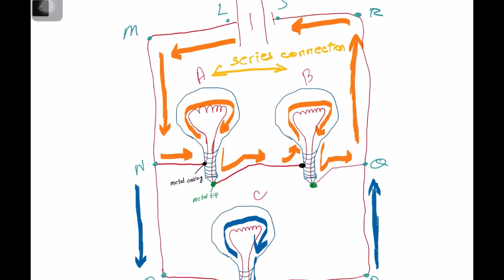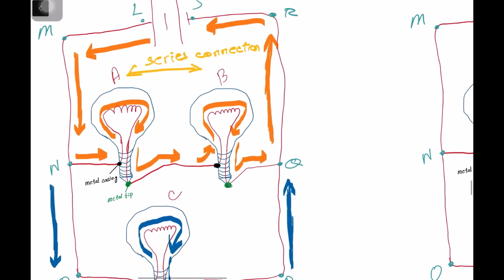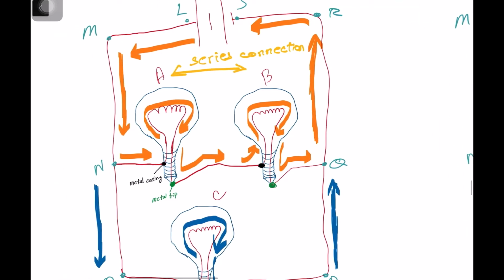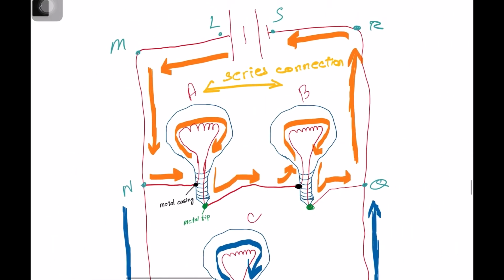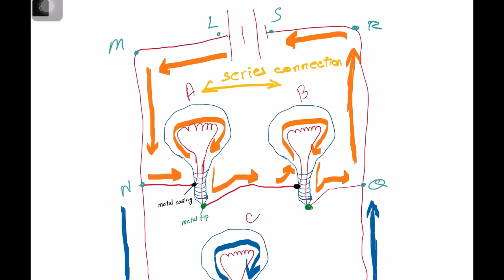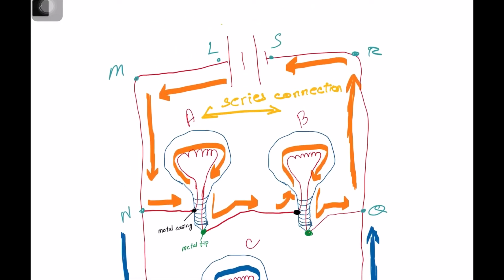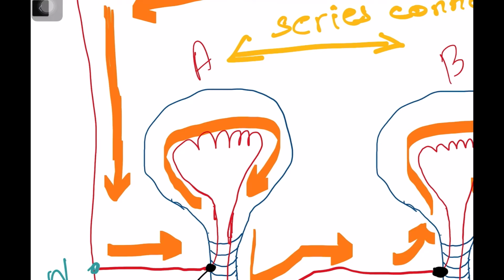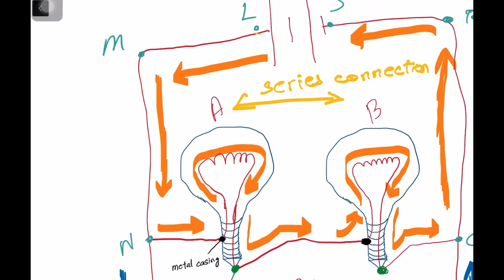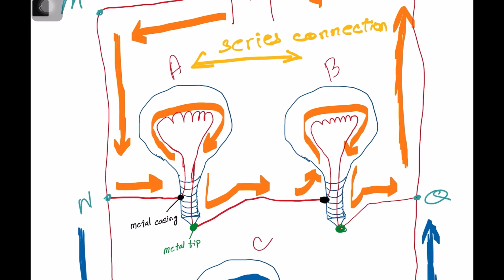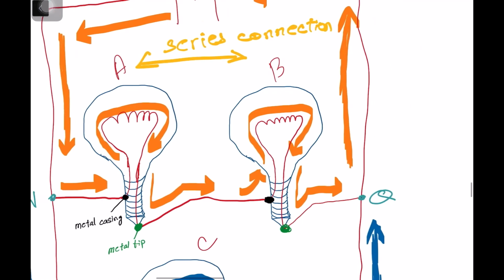And what is a series connection? It's a type of connection where you have only one path for electricity to flow through. So if you look at the orange arrows, you have electrical current flowing from the positive end of the battery in this direction of the arrow, from L to M, M to N, N to the filament inside the bulb. And then since this filament is intact, there's no break, there's no open circuit formed, the current continues to flow from bulb A into bulb B, where again there's no break in the filament.